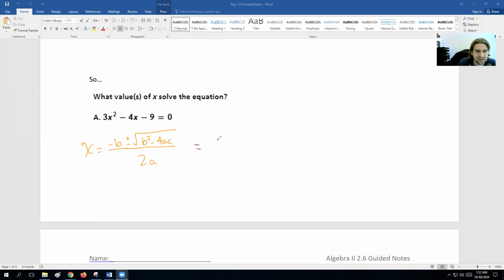All right, so b is negative 4. So we have negative 4, so that becomes a positive 4, plus or minus the square root of b squared. Now, since it's negative 4, when we square it, it still becomes a positive 16. All right, then minus 4 times a, which is 3, c is negative 9, all over 2 times a, 3.